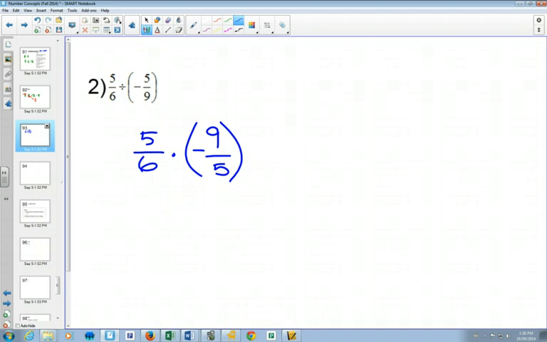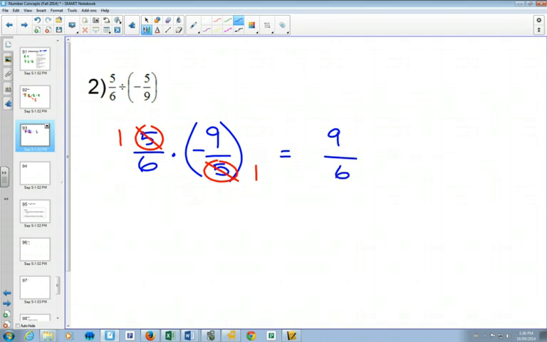My favorite kind of simplifying is here. You see there's a 5 and a 5? Those could simplify to 1 and 1, because 5 divided by 5 is 1. And that's going to be nice because it's going to give us smaller numbers. So let's say you just simplify the 5 and the 5, and now you multiply the tops. 1 times 9 is 9. 6 times 1 is 6.